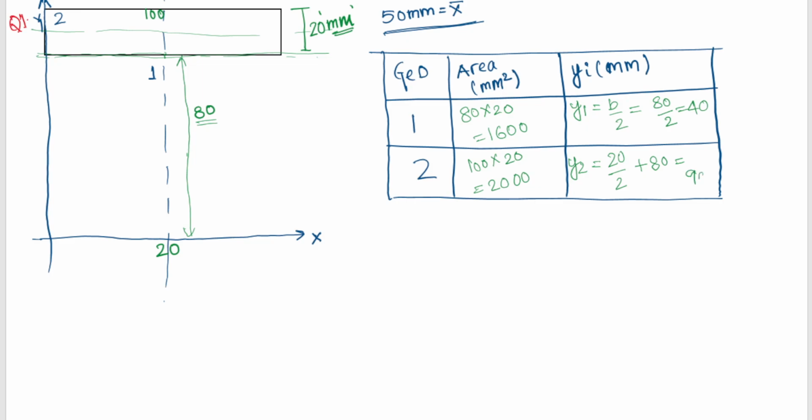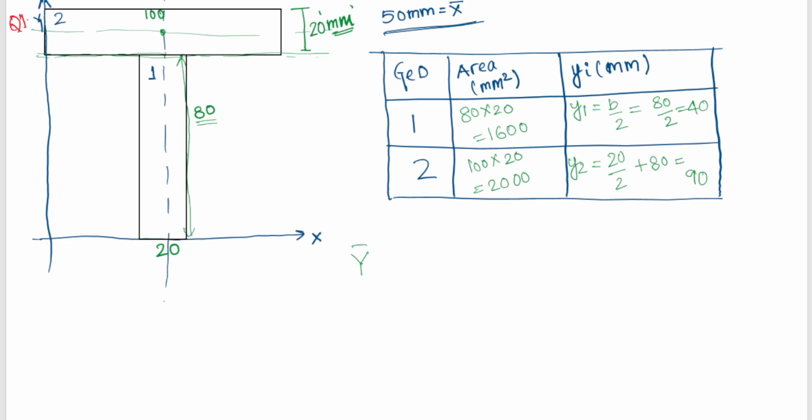A very common mistake students make is they see 80 plus 20 and divide it by 2. No, that's wrong. First, find out the location of the centroid within the geometry with reference to its own extreme edge, and then add the distance between that extreme edge and the reference axis. That is the only way you can find it. Once you are able to do this, bringing our area 2 back, let's put the values in the formula.